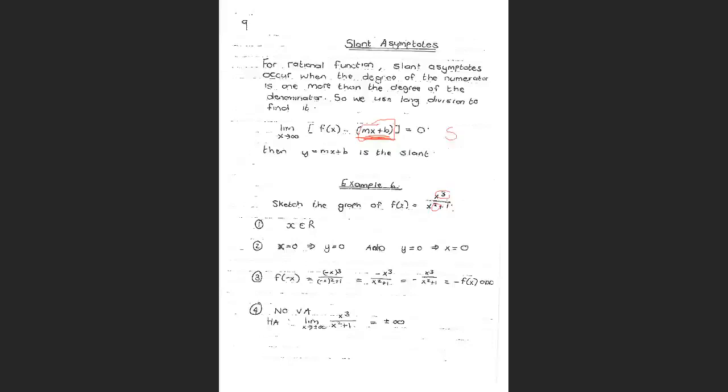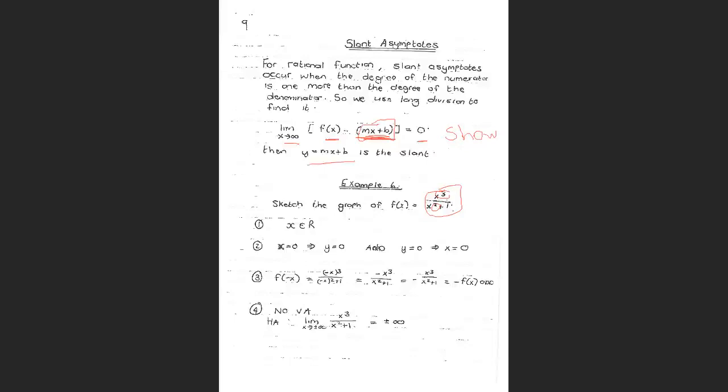So you need to show this. You need to show that you get 0. So this is something that you need to show, all right? Don't just say that y equals that quotient is a slant asymptote. You need to show it. You take the limit as x tends to infinity of the function that I gave you, minus the quotient you got after long division, and show that it's equal to 0. And then you conclude that y equals mx plus b is a slant asymptote.